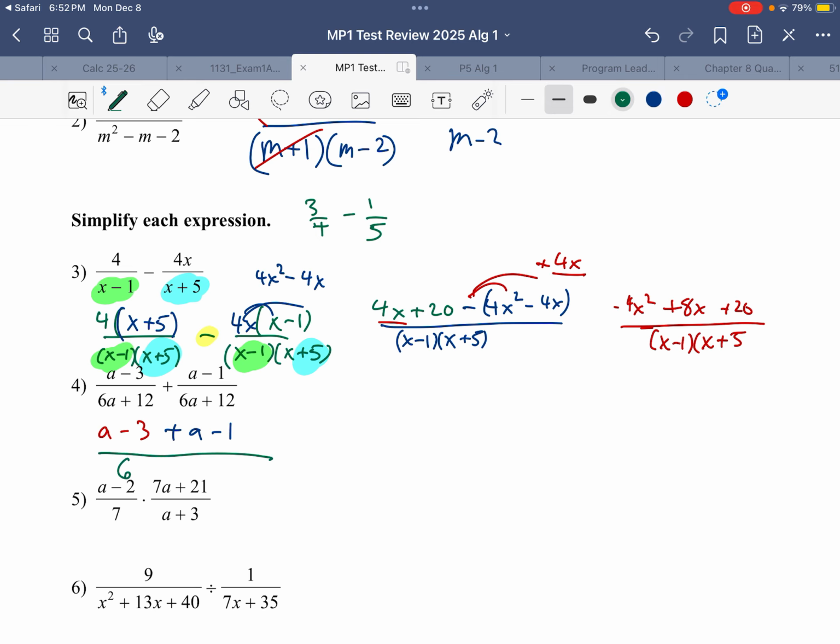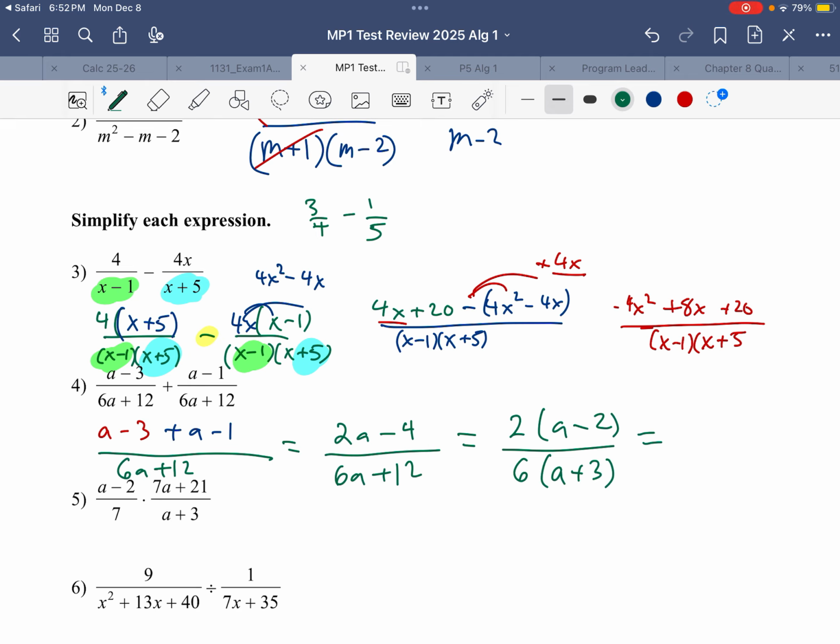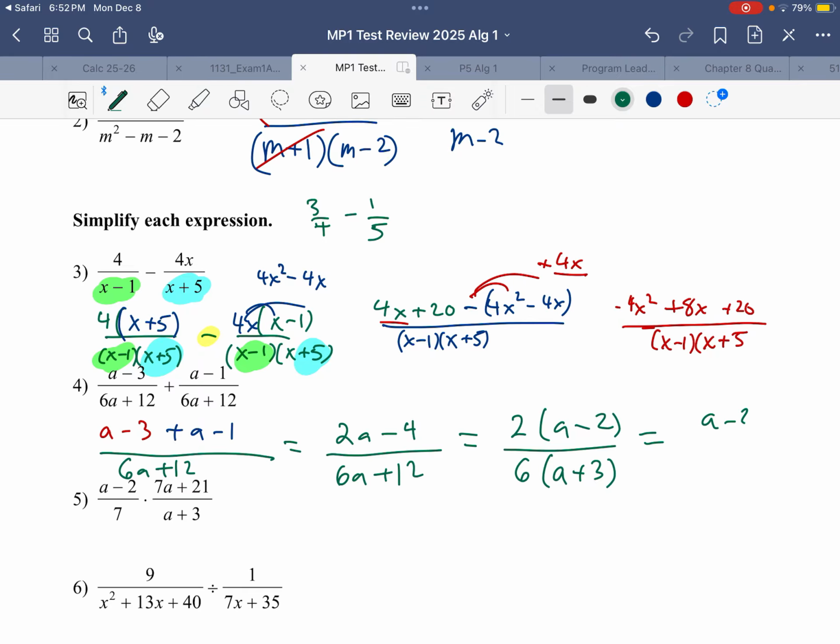All of this is over 6a plus 12. So I get 2a minus 4 over 6a plus 12. They want us to simplify the numerator and the denominator. I can factor out a 2 in the numerator to make this a minus 2. I can factor out a 6 in the denominator to make this a plus 3. So simplified, this is a minus 2 over 3 times a plus 3.